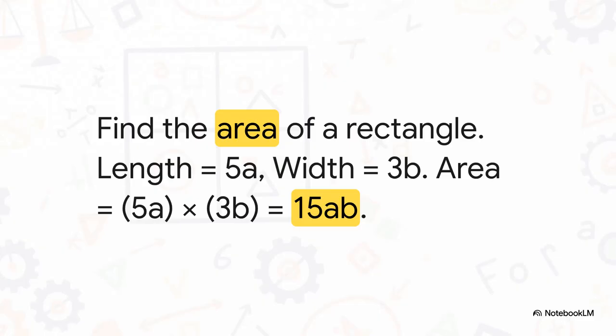Let's say you have a rectangle, but you don't know the exact numbers for the sides. We just know the length is 5a and the width is 3b. How do you find the area? Well, you multiply them. So, 5a times 3b. Step 1, multiply the numbers. 5 times 3 is 15. Step 2, multiply the variables. A times b is just ab. So the area is 15ab. How cool is that? We just described a physical space using algebra.